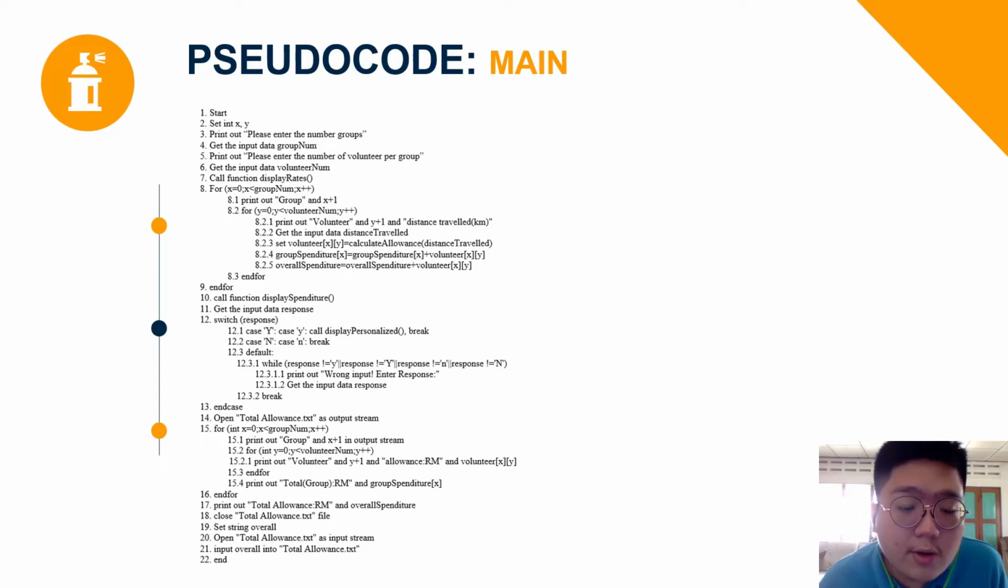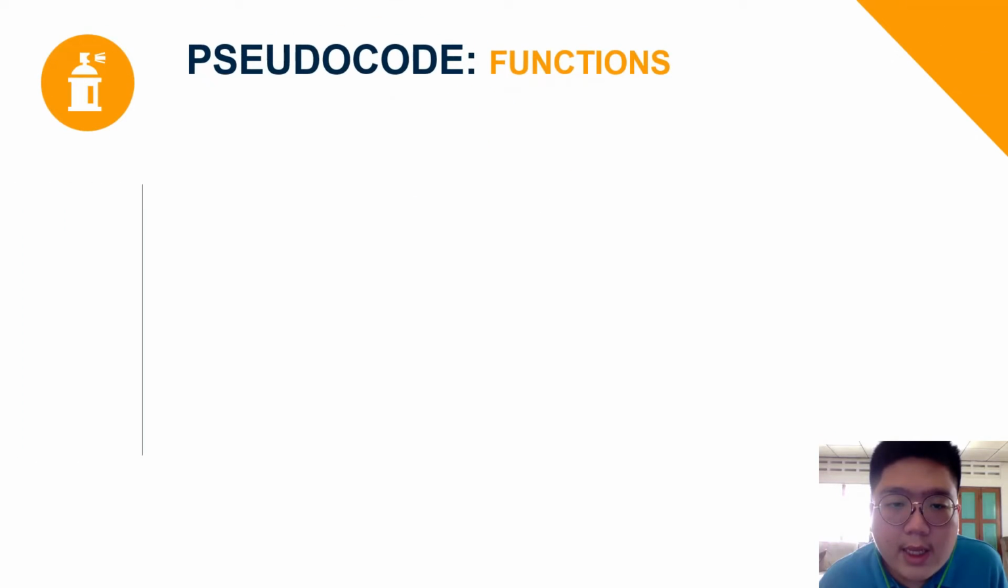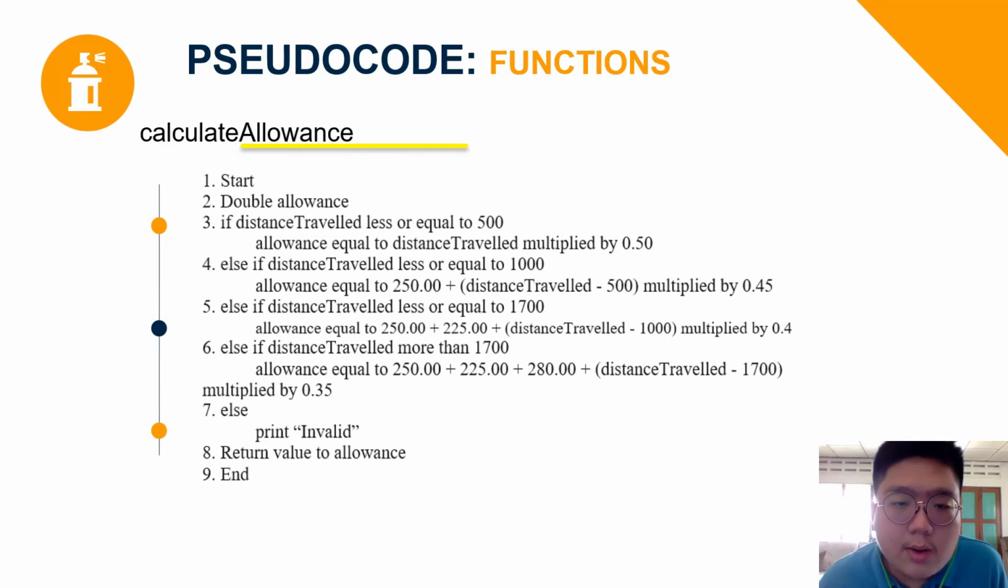And then we will set the string overall and open the total allowance text as input stream, and then input overall from the total allowance text. And then the main code ends. After that, we will come to the pseudocode of our functions. First, calculate allowance. This function will calculate the total allowance by using a simple calculation.